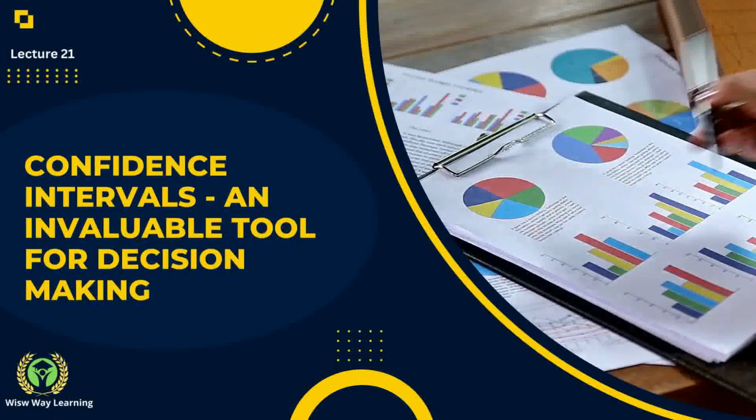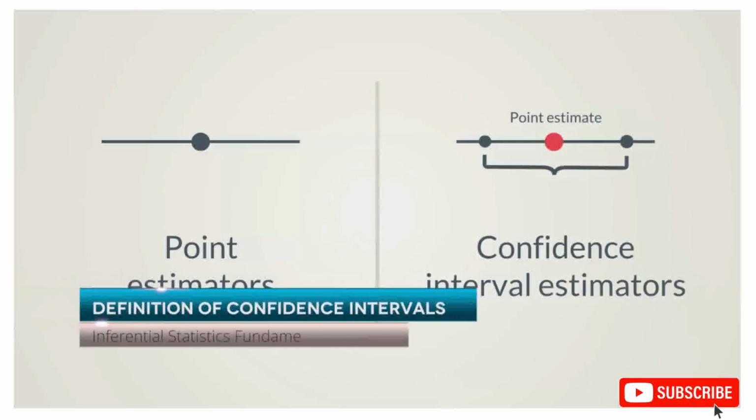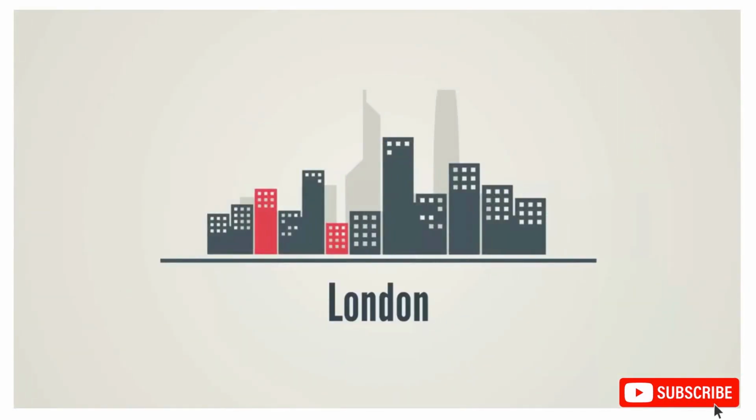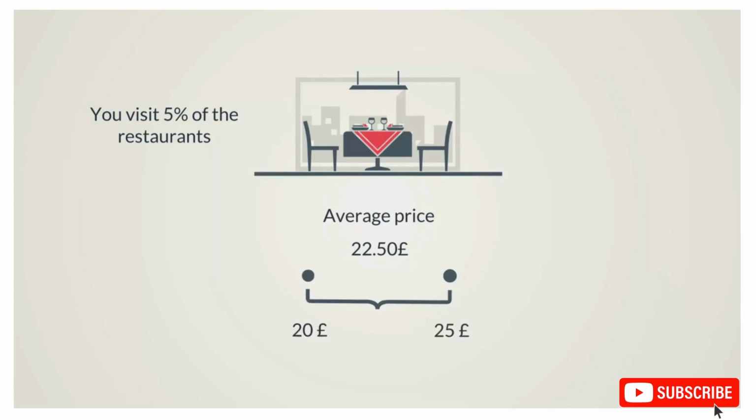Lecture 21. Confidence Intervals, an invaluable tool for decision making. Hi again. In the previous lesson, we learned about point estimators. But as you can guess, they are not very reliable. Imagine visiting 5% of the restaurants in London and saying that the average meal is worth £22.50. You may be close, but chances are that the true value isn't really £22.50, but somewhere around it. It's much safer to say that the average meal in London is somewhere between £20 and £25, isn't it? In this way, you have created a confidence interval around your point estimate of £22.50.